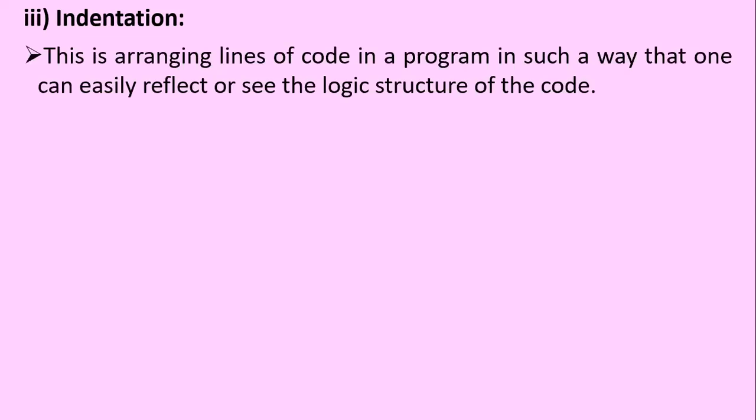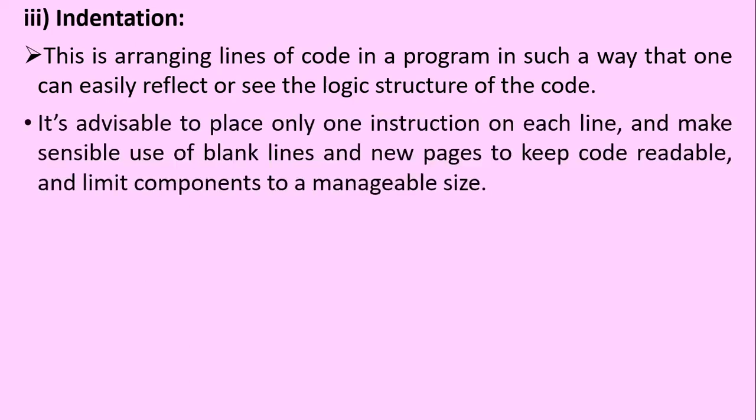Number 3 is indentation. This is arranging lines of code in a program in such a way that one can easily see the logic structure of the code. It is advisable to always place only one instruction on each line and make sensible use of blank lines and new pages to keep code readable and limit components to a manageable size.